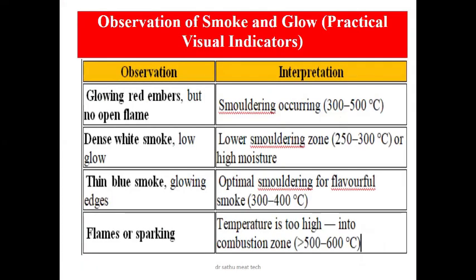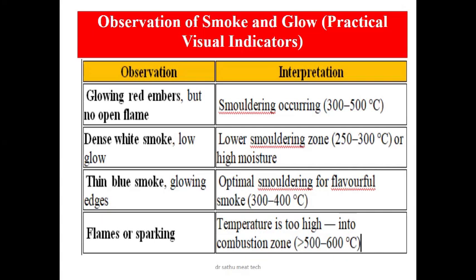So how do we observe the smoke and glow? How can we relate the glow and the smoke? Glowing red but no open flame means smoldering is occurring around 300 to 500 degrees centigrade. That is desirable, and 300 to 400 is more desirable.